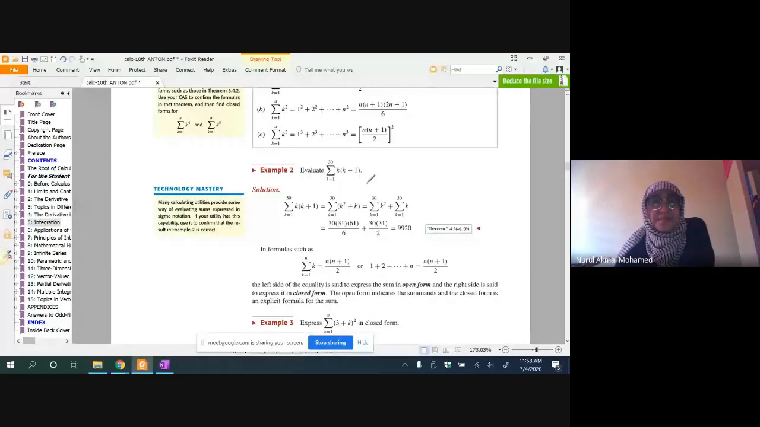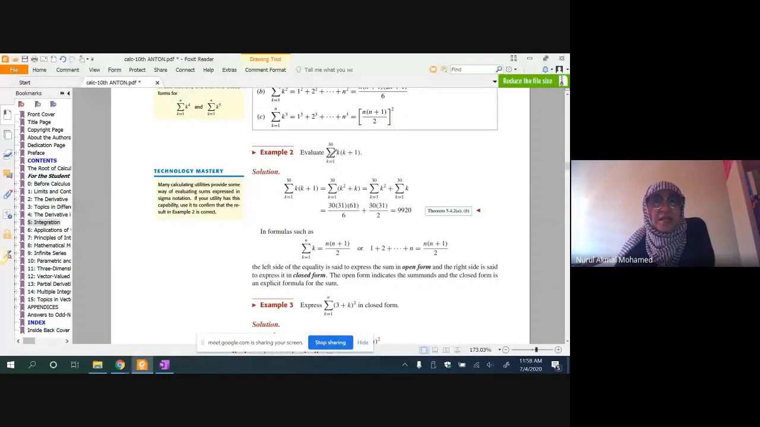Let's look at this. K multiplied with k plus 1. This is a multiplication of k and k plus 1. You cannot segregate it into two parts. Firstly, you have to expand this function. Expanding, you get k squared plus k. K squared plus k is just the summation of two expressions, so you can segregate. Segregate first: the sigma from k equal to 1 up to 30 for k squared, plus k equal to 1 up to 30 for k.